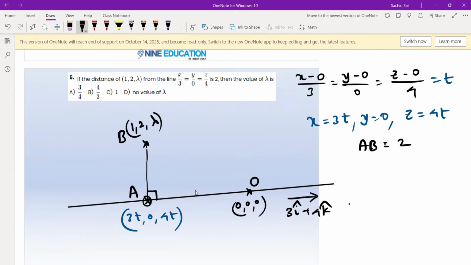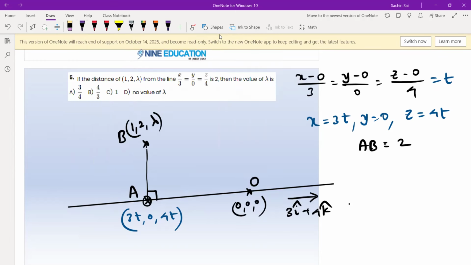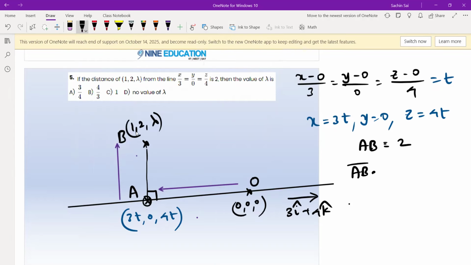The second condition is A is the foot of the perpendicular. So what will the second condition be? You have this vector AB bar, and you also have a vector OA bar. Now, because the angle at A is 90 degrees, the angle between these two vectors should also be 90 degrees, which means you get your second condition, AB bar dot OA bar should be 0. And here when I say AB equals 2, I mean the magnitude of the vector AB bar is 2.